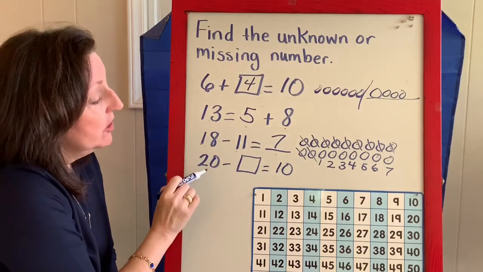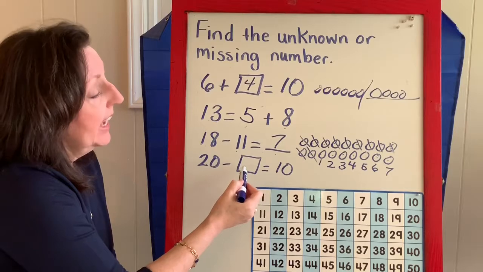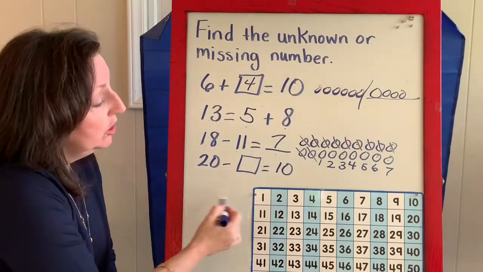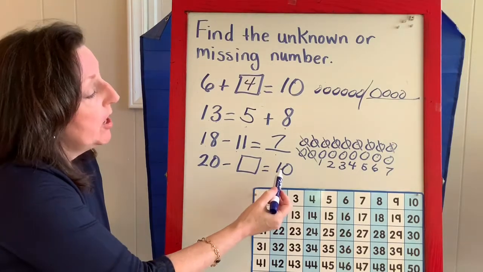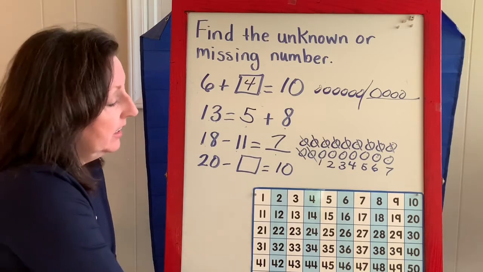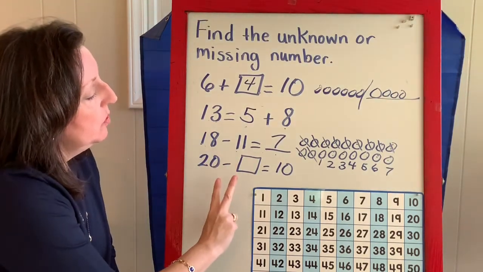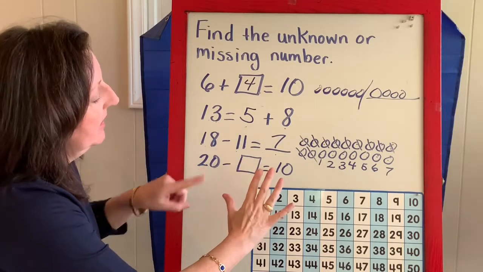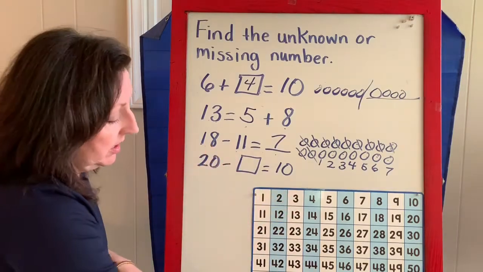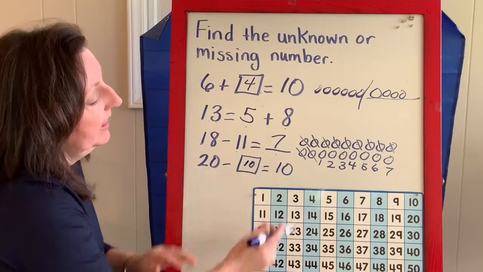So here it's another subtraction where the missing number is in the middle. 20 take away something is 10. If you like to draw circles, you could draw 20 circles, mark out 10, and see what you have left. You could hold 10 in your head. 10, 10, 10. What comes after 10? 11, 12, 13, 14, 15, 16, 17, 18, 19, 20. So the answer is 10. If I have 20 and I take away 10, I have 10.